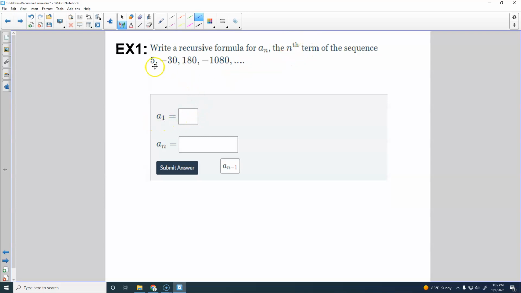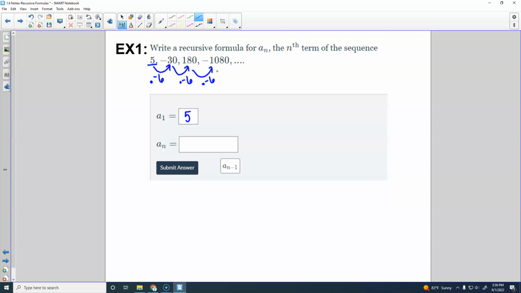A sub 1, whenever you're given a list of terms, it's just that first term. So you'll put 5 for that here. And then for the recursive formula, we're looking at what is happening each time we go from one term to that next term. So from 5 to negative 30, we could subtract 35, but that pattern will not hold to get you to 180. Instead, it looks like here we've multiplied by negative 6. And then we would multiply by negative 6 again, and multiply by negative 6 again.